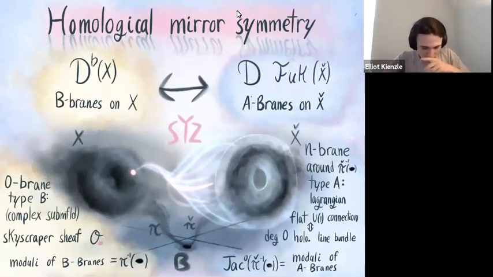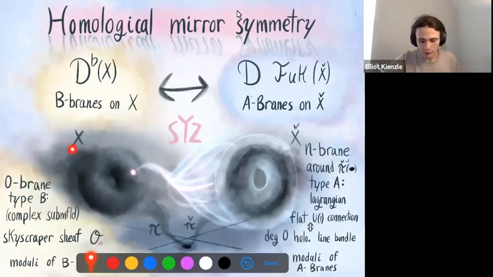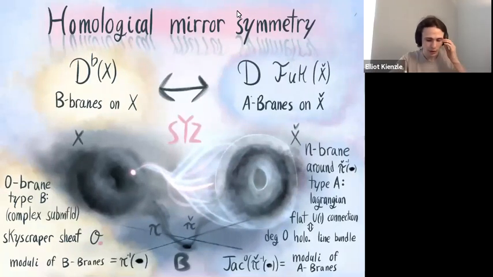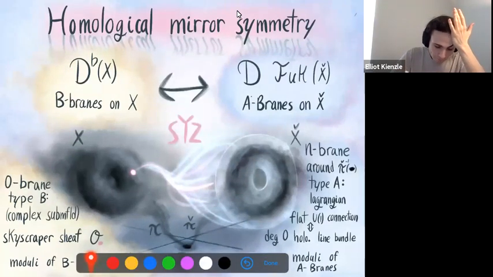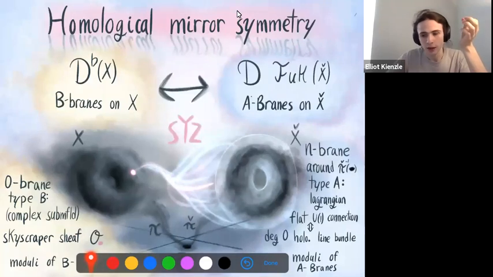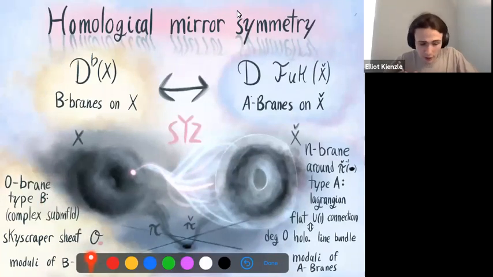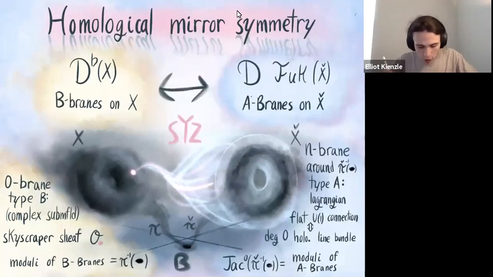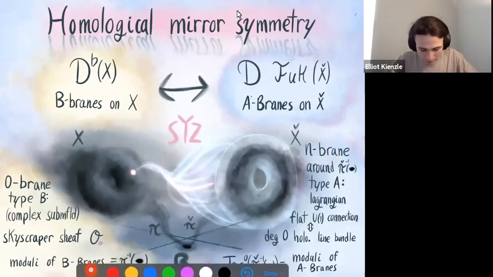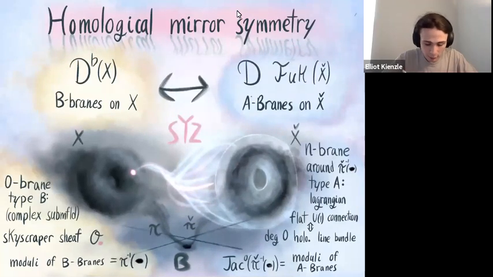So remember, the situation was we have a manifold and its mirror are both fibrations over the same base, where the fibers are both tori. Okay, so what's the B-brane on this side? Well, let's look at a zero brane. That is just a point, and a point is naturally a complex submanifold, so this is naturally a B-brane. And the associated coherent sheaf is just any skyscraper sheaf over this point. So the moduli space of such B-branes is just essentially points on this torus, right? Yeah, the moduli space is parameterized by this torus.